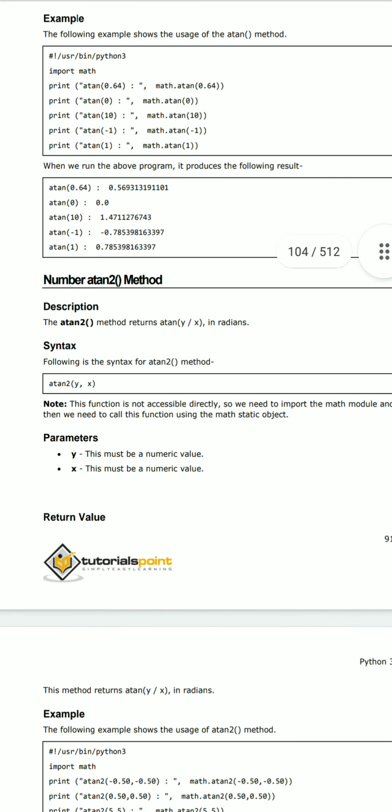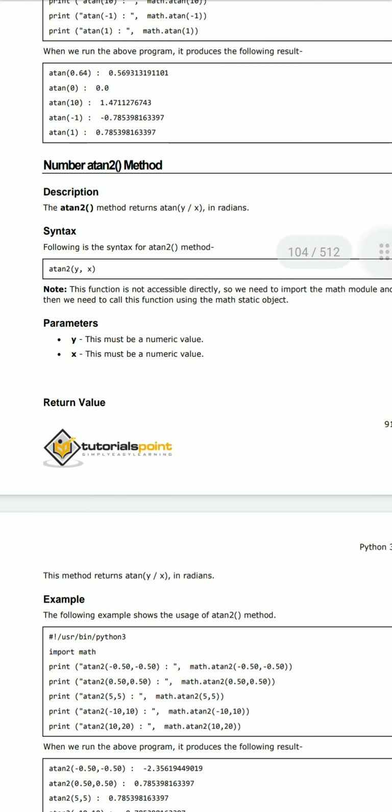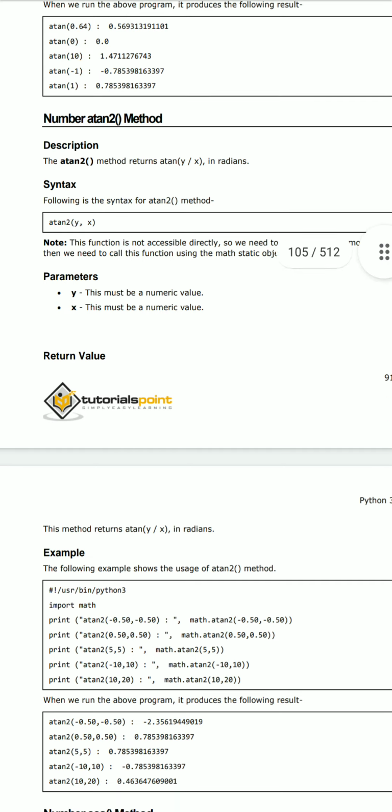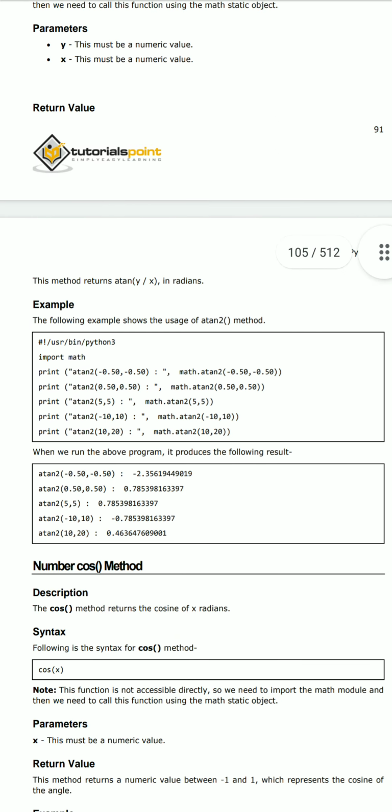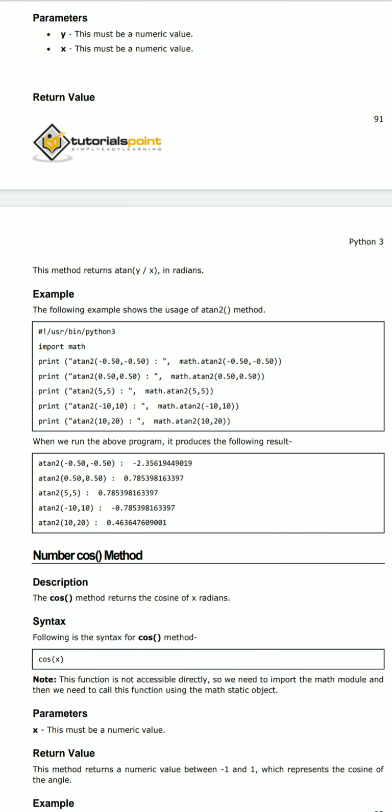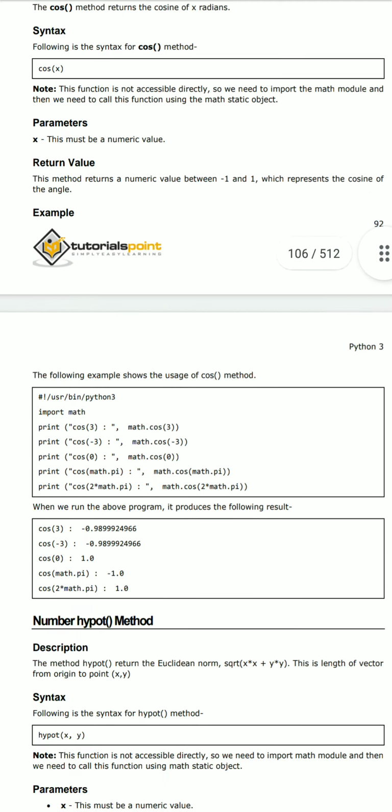And next we have another method, atan2. It returns the atan value of y by x. That means y must be a numerical value and x must be a numerical value. So here we have two values: atan2 of 5 comma 5 returns the value 0.785. You can observe the example value. Closely observe the example and understand the concept. Please try to follow the methods and values there.